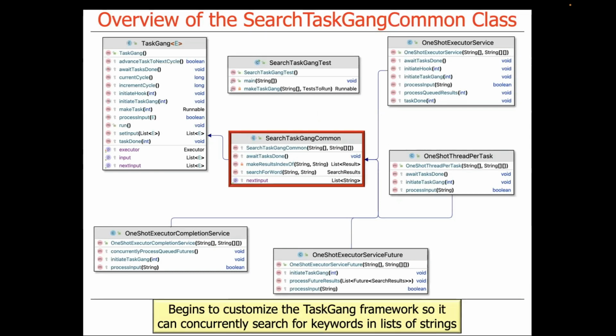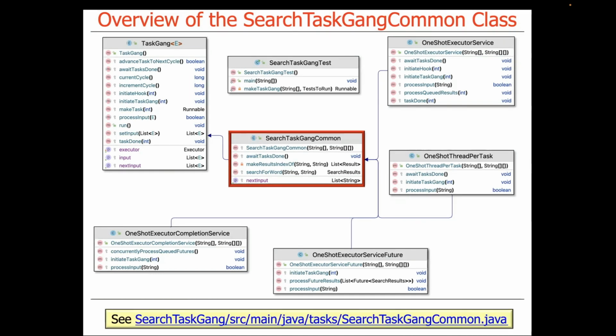So this is where SearchTaskGangCommon sits in the overall framework. You can see that it extends TaskGang, and then it itself becomes the parent or the superclass for the one-shot thread per task, one-shot executor service, one-shot executor service future, and one-shot executor completion service subclasses. And basically, you can think about this as starting the customization of the TaskGang framework so it can concurrently search for keywords in a list of strings or lists of strings. And that's an important customization. TaskGang by itself knows nothing about lists of strings or keywords. It does know about input, but we're going to customize this so it works for searching strings. And this is where you can get the source code for this.